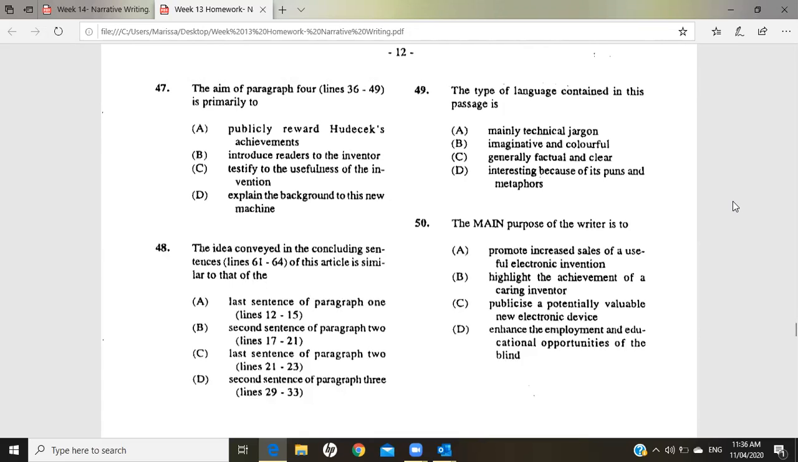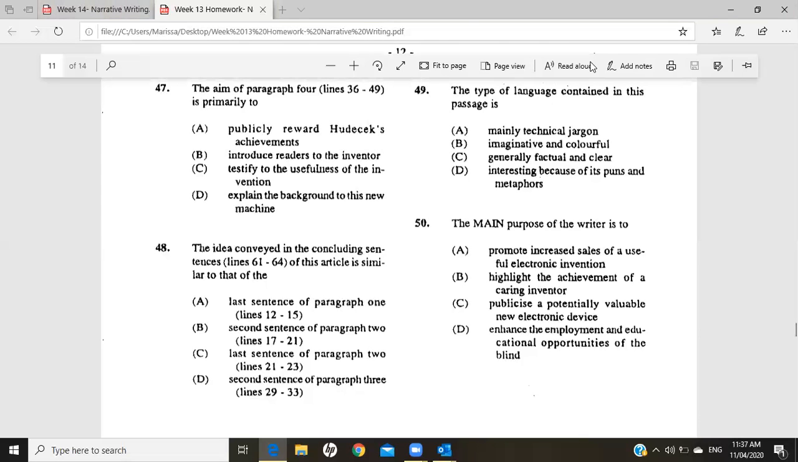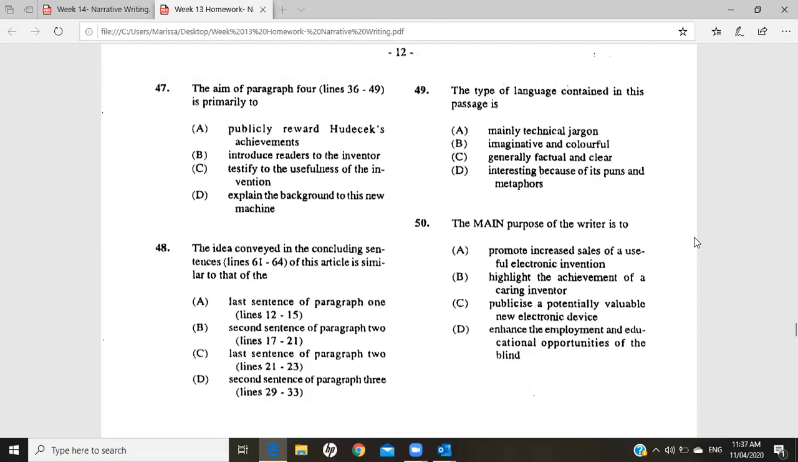And the last one for this comprehension is 50. The main purpose of the writer is to do what, Jolan? Number 50. What do you think was the main purpose of the writer? Rihanna, you want to help Jolan? I put D. The answer is not D. I will say C. The answer is not C. Joshua, you want to try? What about E? The answer for 50 is not A. Oh my God. Well, we know it's B. Yes, the answer is B, to highlight the achievement of a caring inventor.